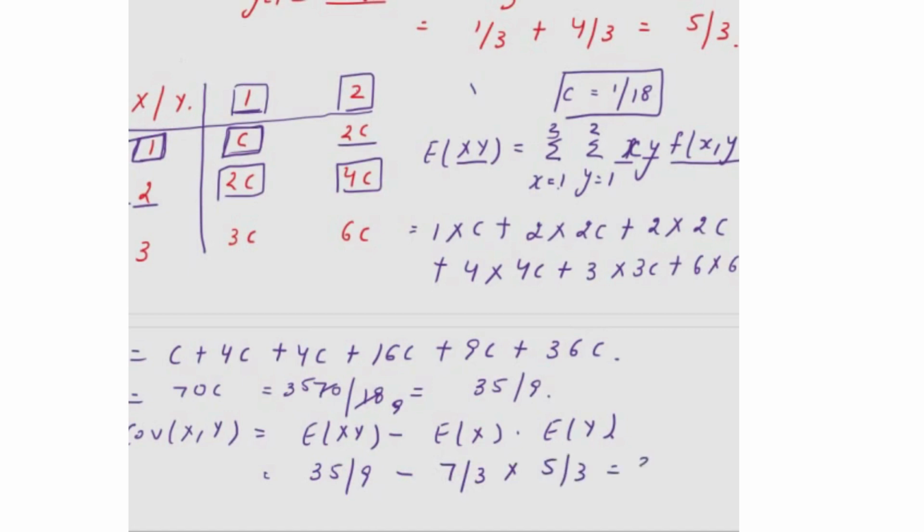So this is equal to 35/9 minus 35/9, and this is equal to 0.